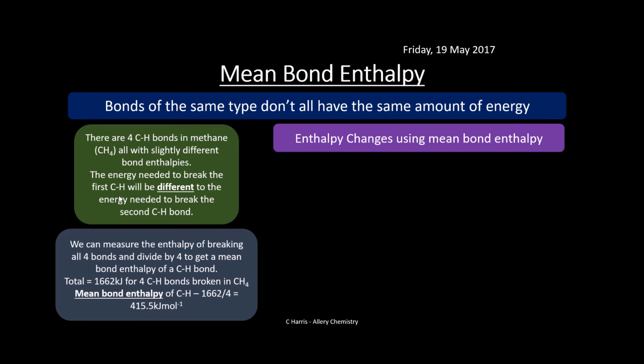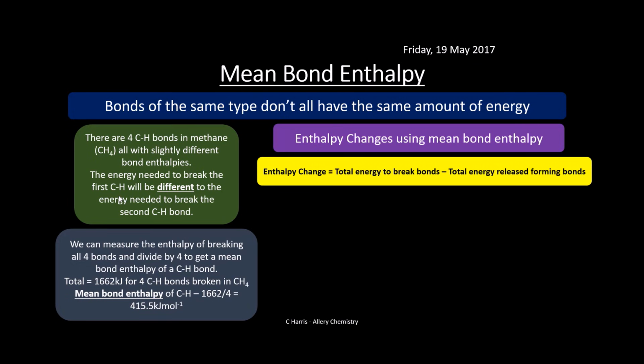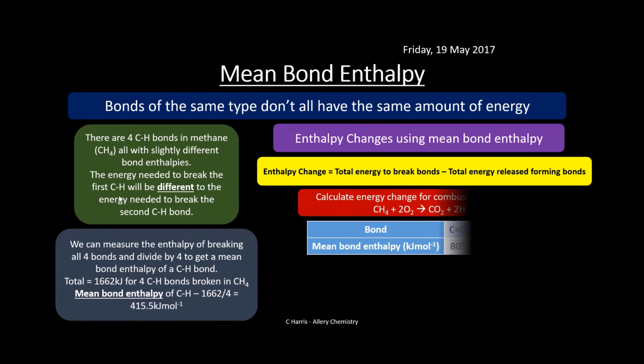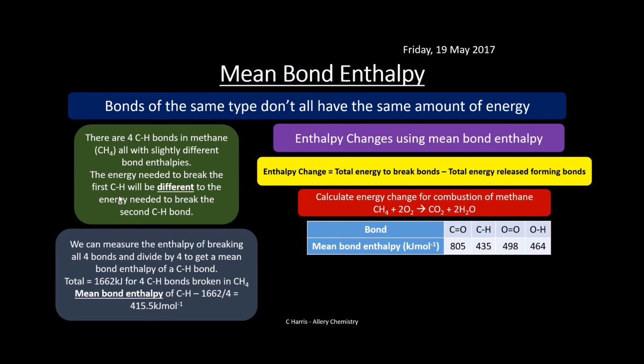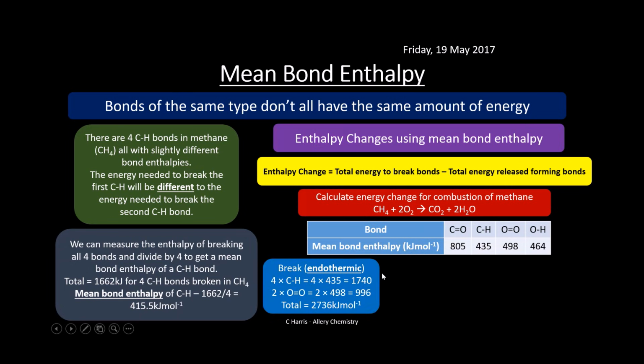Now, enthalpy changes using mean bond enthalpy. You need to know this equation. The enthalpy change is the total energy to break the bonds minus the total energy released when we're forming these bonds. So we're going to calculate the energy change for combustion of methane. You can see here that we've got our reaction written down, and then we have our enthalpy data. These are the bonds, and this is the mean bond enthalpy here in kilojoules per mole. To break all of these bonds, that includes breaking the 4 CH bonds in methane and the 2 O2 bonds, because you've got 2 of these. These are the OO bonds here. And then we need to add them up.